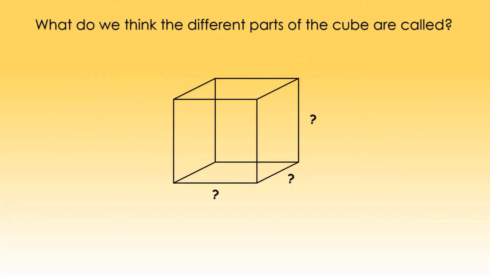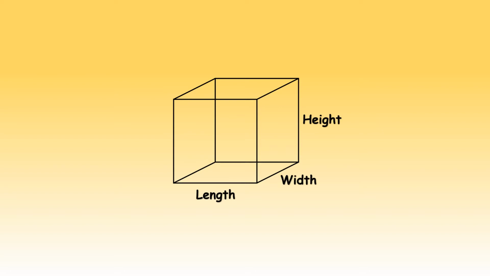So, what do you think these different parts are? I gave you a clue: there's length, height, and width. Can you label those parts? There we go. We've got length along the bottom here, the length of the shape, width at the back. Sometimes it's called depth, but we're going to stick with width. And then we've got height at the top, how tall something is.